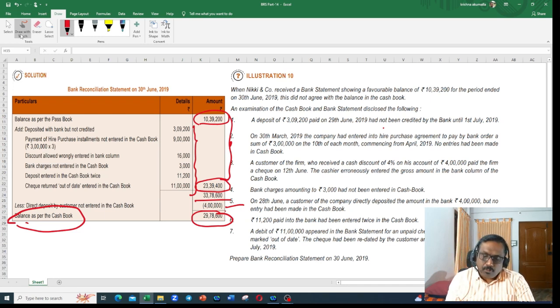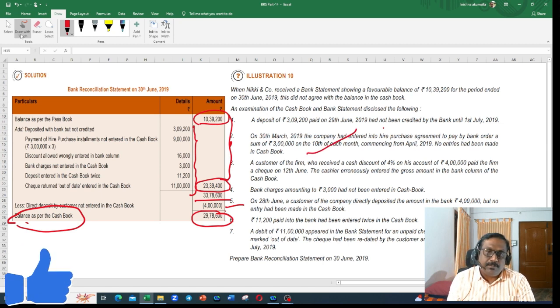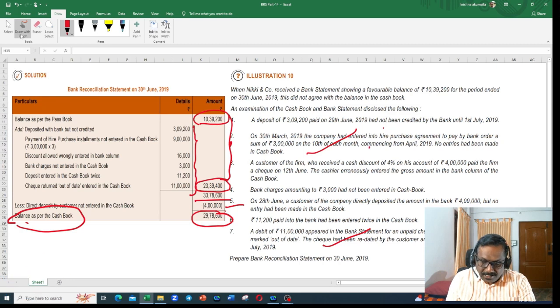That's all. Here most importantly, this is one important point, the hire purchase problem point, and this is also another important point. The second and seventh points are very important. Focus more on these 2 points. In case you have any doubts on these 2 points, please come back to me and comment on my video. I will definitely get back to you by clarifying your doubts.